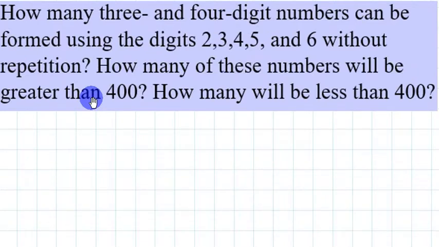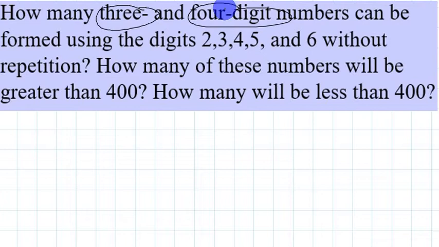How many 3 and 4-digit numbers can be formed using the digits 2, 3, 4, 5, and 6 without repetition? How many of these will be greater than 400? And how many will be less than 400? Pause the video and try to answer the questions. Alright, let's answer the first question. How many 3 and 4-digit numbers can be formed?